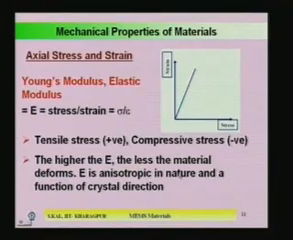E is anisotropic in nature, which is very important, and a function of crystal direction. That is, E, meaning Young's modulus or elastic modulus, is anisotropic, which means in different crystal oriented directions and crystal planes the value is different, it is not the same, and that property may be used to make certain sensors for certain applications. So, the other is the shear stress and shear strain.